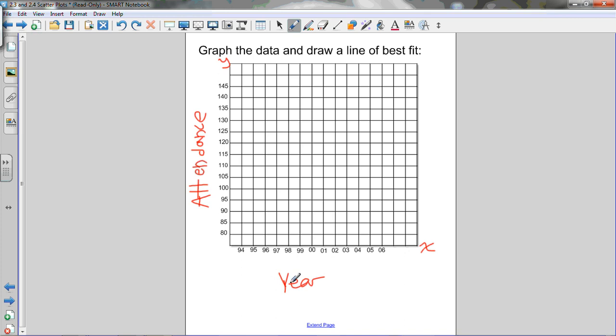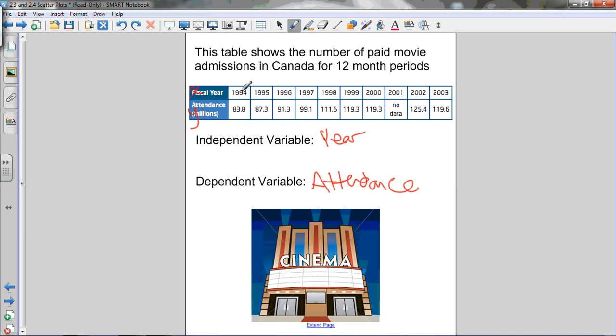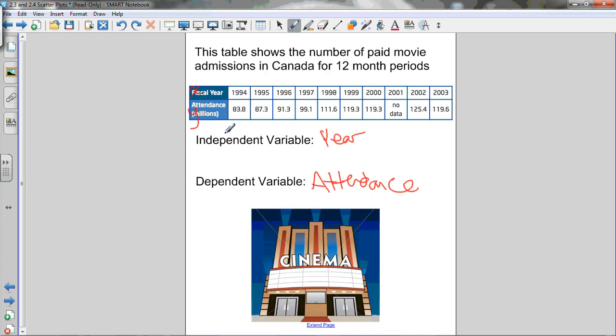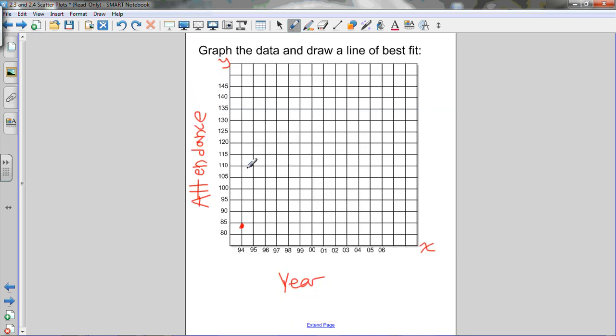Okay, so I've got my independent variable on the x-axis, my dependent variable on the y-axis. I'm good to go. I already gave us our scale here, to save us some time. Now I just want to plot all of our points. So, in 1994, they sold 83.8 million, that's approximately right here. And let's keep going. In 95, they sold 87.3. That's almost right in the middle there.